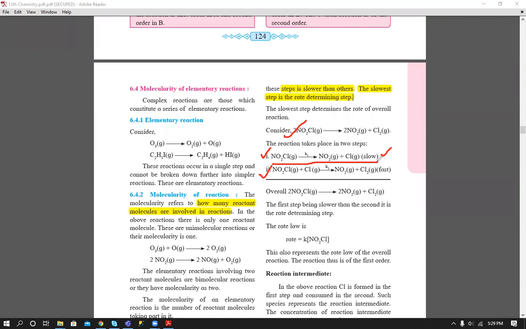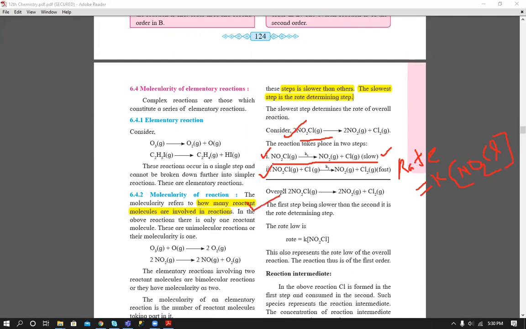The rate law for this chemical reaction is written as rate equal to K, and whatever the reactant is given, NO2, you just put here. So rate depends on the concentration of the reactant which is present in the slowest step. NO2Cl is the reactant present in the slowest step, so rate depends only on the concentration of NO2Cl.